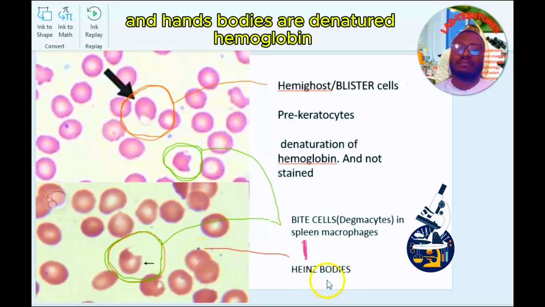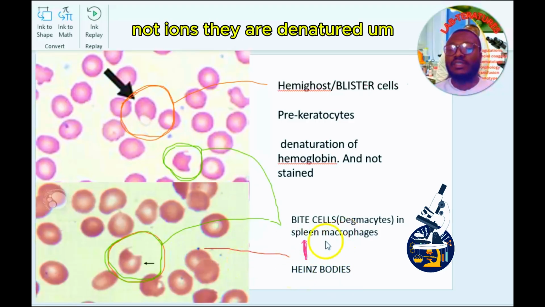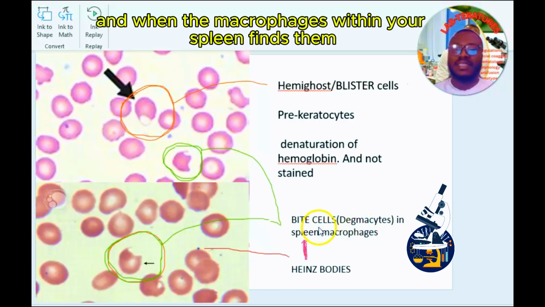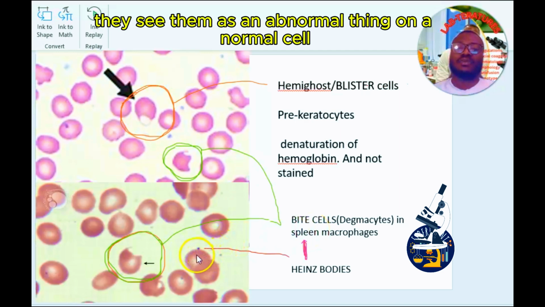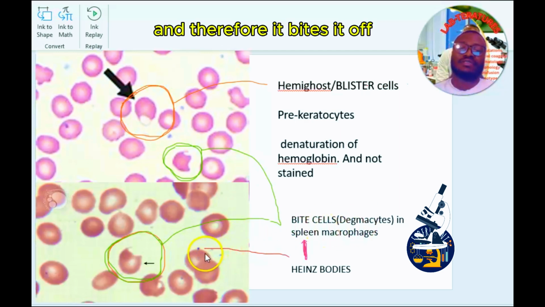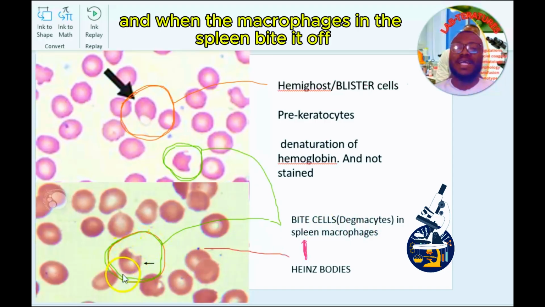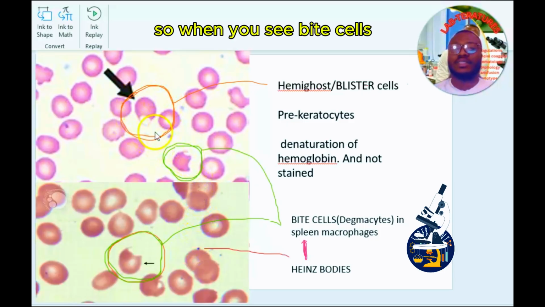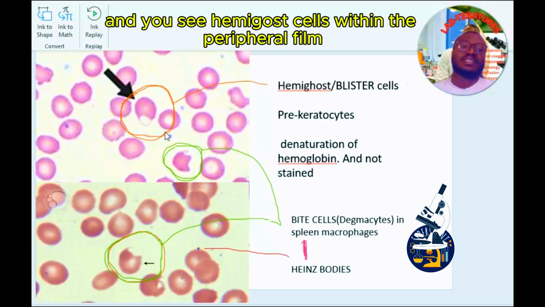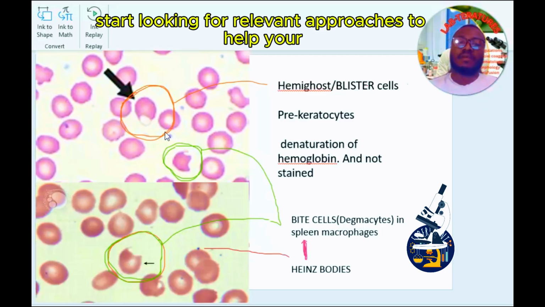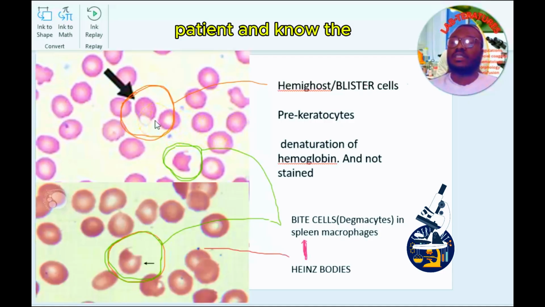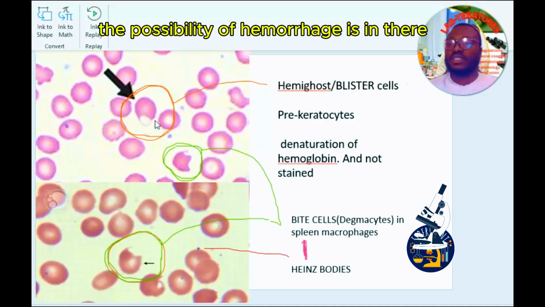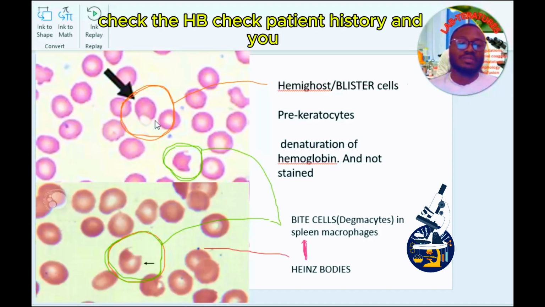When the macrophages within your spleen find them, they see them as an abnormal thing on a normal cell, and therefore they bite it off. When the macrophages in the spleen bite it off, it looks like this, and we call them bite cells. So when you see bite cells, Heinz bodies and hemighost cells within the peripheral film, start looking for relevant approaches to help your patient and know what these things mean, the possibility of hemolysis in there. Check the history, check patient history, and you know what to do to help your patient.